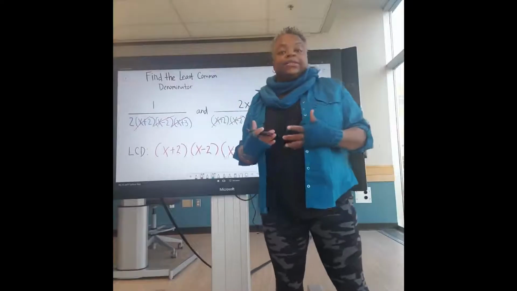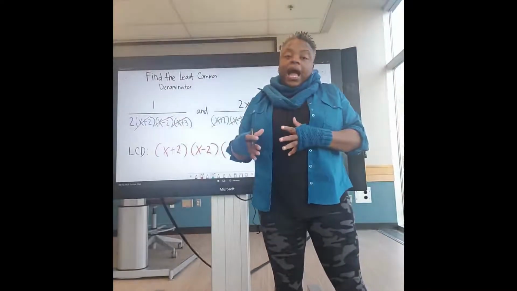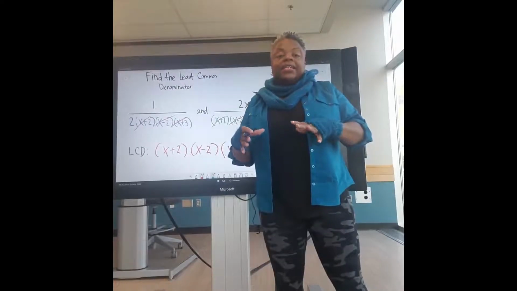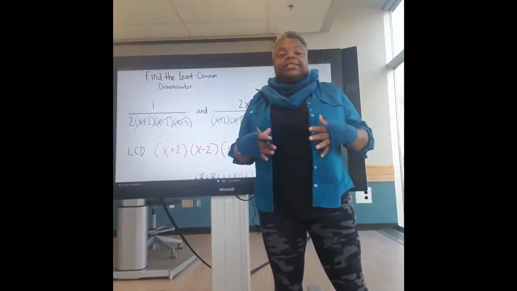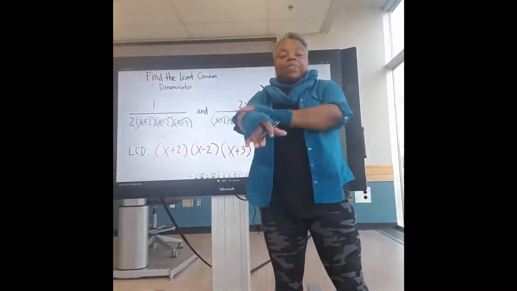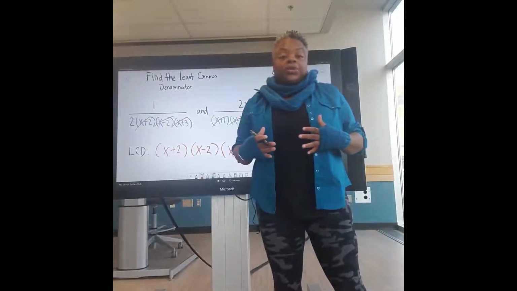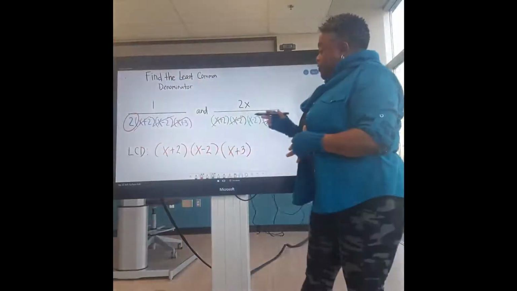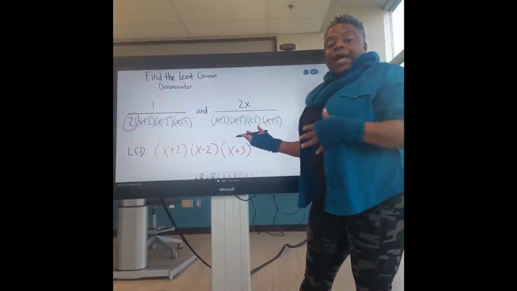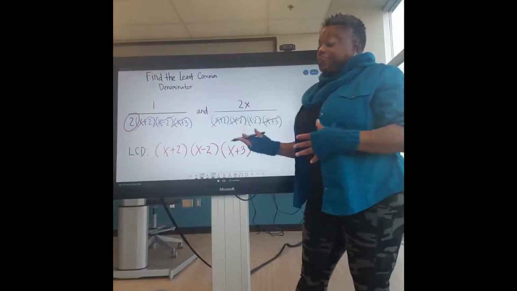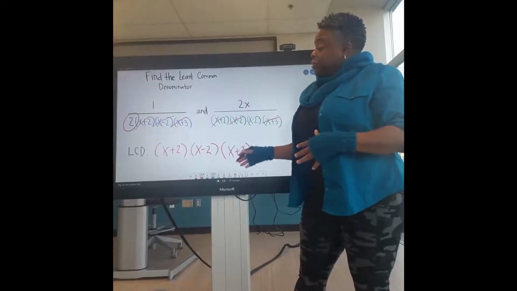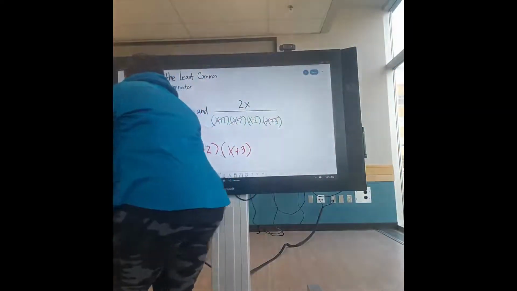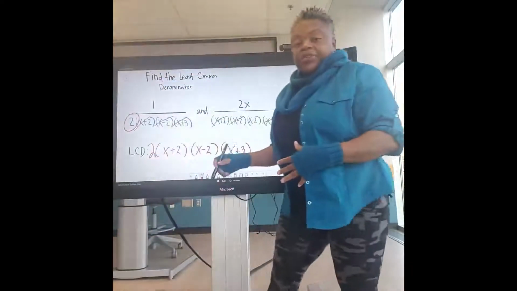And the thing about LCD, you want to take what's common and write that one time, and anything that's not common, that doesn't have a partner or something to match up with, you want to also include in your LCD. So here I have a 2, but it doesn't have a 2 in the second one, but I need to include it in my LCD. So I'm going to write 2 in the front, because I like to write numbers in the front of the parentheses.